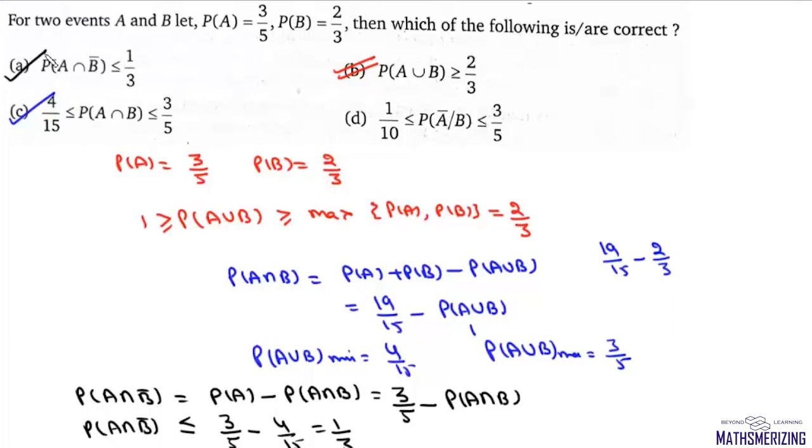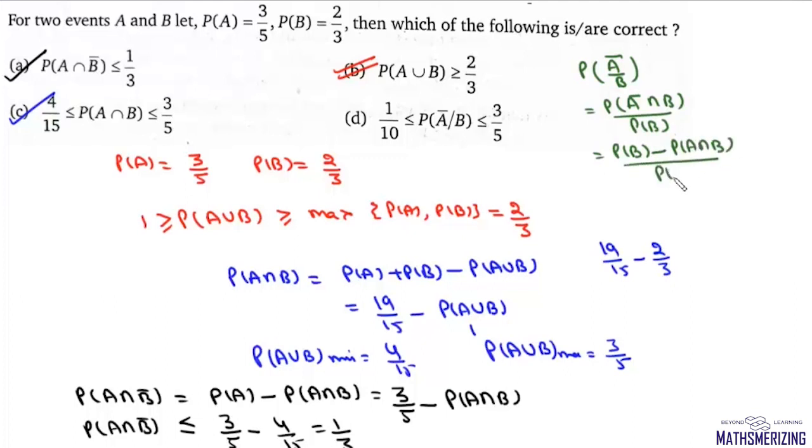Now if we look at this option D, it is probability of A naught upon B. Now probability of A naught upon B is probability of A naught intersection B upon probability of B, or it will be probability of B minus probability of A intersection B upon probability of B. So it will be 1 minus, now P(A intersection B) will work out, and probability of B is 2 by 3. So it will be 1 minus 3 by 2 into probability of A intersection B.